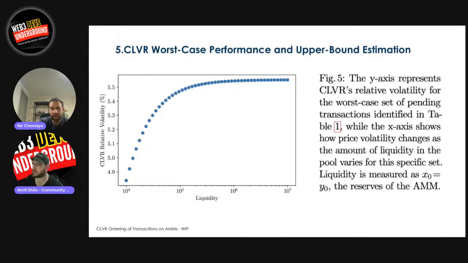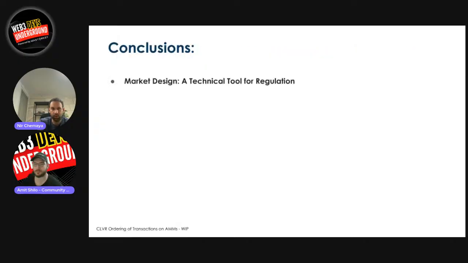And we also checked whether the liquidity available in the pool impacts this price volatility. So if you have 5 transactions waiting for execution, you still see that price volatility is bounded around 5%. So it seems that the amount of liquidity in the pool has no big impact on the worst case analysis. That's it. So let me conclude, and then let's give some time to questions.